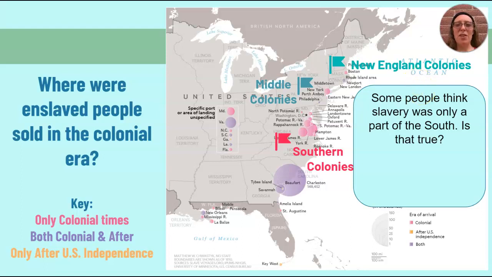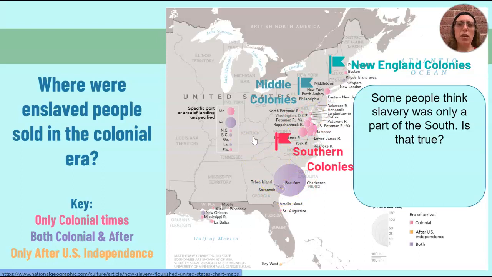I'm sure that you saw that New England had the fewest people sold as slaves, though the middle colonies aren't far behind as far as small numbers. We have one port in New York that traded quite a few, but that's about the only main slave trading port in the middle colonies. The South, of course, this group of pink dots is in the South, as is this larger purple dot.